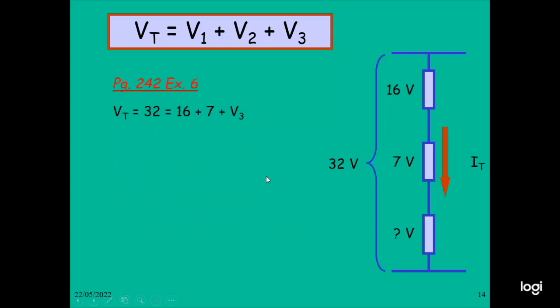In this case VT is 32 volts. V1 is 16 volts, V2 is 7 volts, and V3 is how many volts? In this case you can see VT equals 32 equals 16 plus 7 plus V3. Therefore V3 equals 32 minus (16 plus 7), and you get 9 volts.